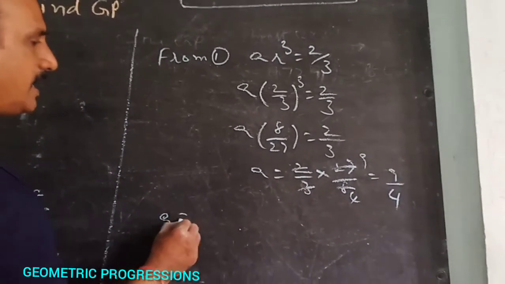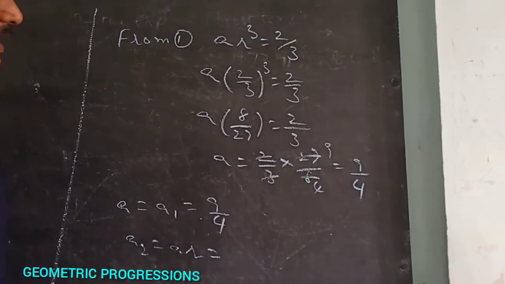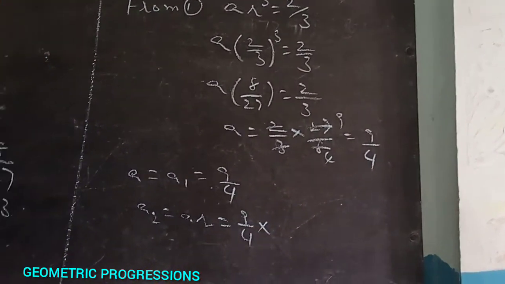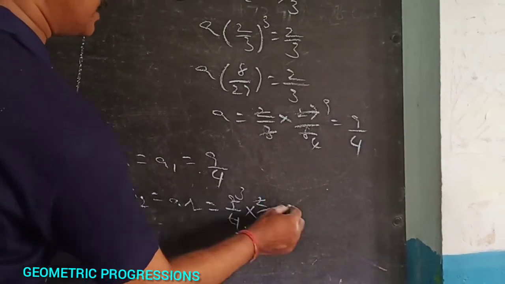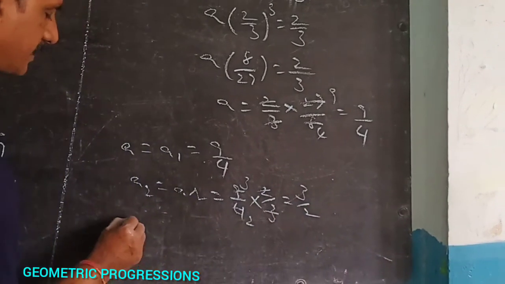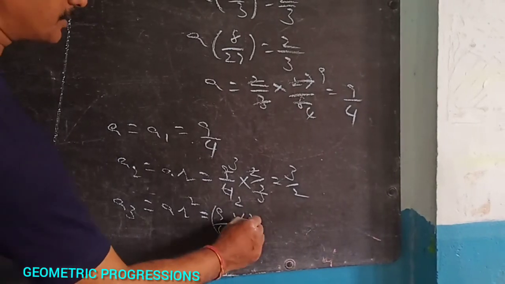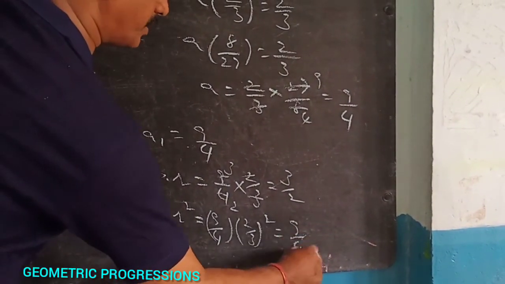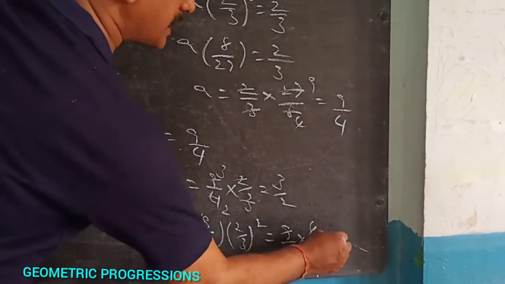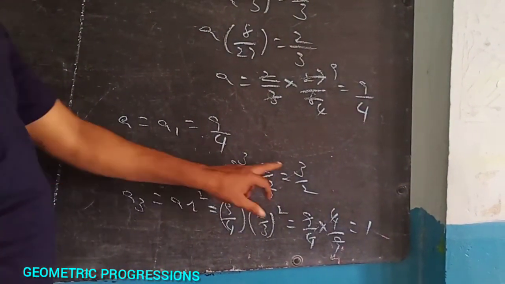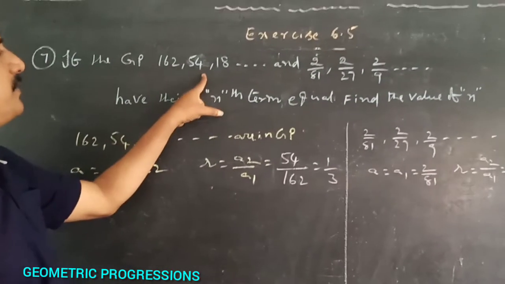Now find the series. A1 is equal to 9 by 4. A2 is equal to AR, which is 9 by 4 into R, 2 by 3. 2 twos are 4, 3 threes are 9, that equals 3 by 2. A3 is equal to AR square, which is 9 by 4 into 2 by 3 whole square, that is 4 by 9. The 9s cancel, the 4s cancel, equal to 1. So 9 by 4, 3 by 2, 1 and so on are in GP.